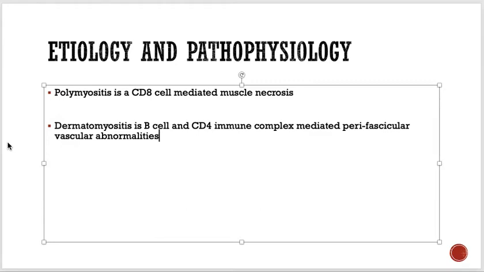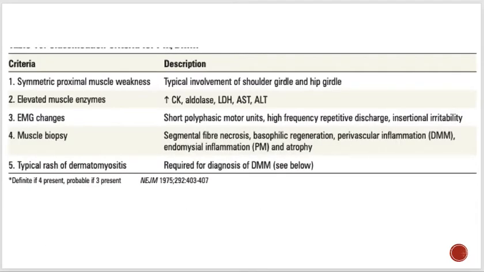So now I will show this one. This is the classification criteria for polymyositis and dermatomyositis. You can see symmetrical proximal muscle weakness, typical involvement of the shoulder girdle and the hip girdle, and elevated muscle enzymes, because of course there is inflammation going on in the muscles. Creatine kinase gets raised because of muscle damage. Aldolase and LDH, which are present in almost every cell, and AST and ALT, they all get raised, right? But CK is the most important one.